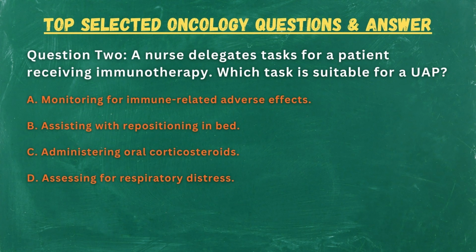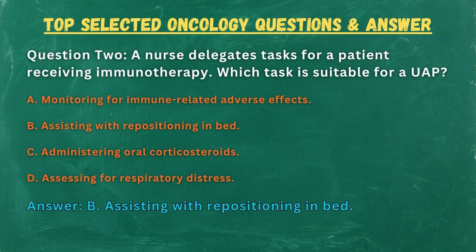Question 2. A nurse delegates tasks for a patient receiving immunotherapy. Which task is suitable for a UAP? A. Monitoring for immune-related adverse effects. B. Assisting with repositioning in bed. C. Administering oral corticosteroids. D. Assessing for respiratory distress. Answer. B. Assisting with repositioning in bed.